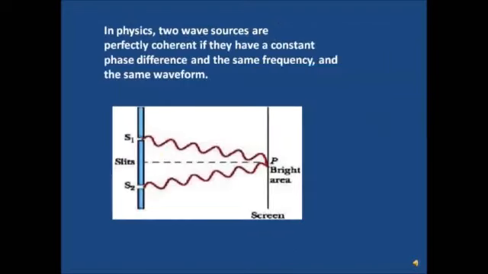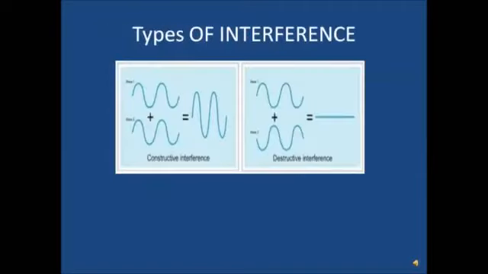In physics, two wave sources are perfectly coherent if they have a constant phase difference, the same frequency, and the same waveform. Types of interference: constructive interference, destructive interference. Constructive interference means when crest of a first wave falls on the crest of another wave, it gives the constructive interference. When crest of a first wave falls on the trough of another wave, it gives the destructive interference.